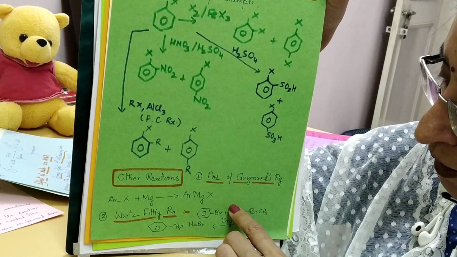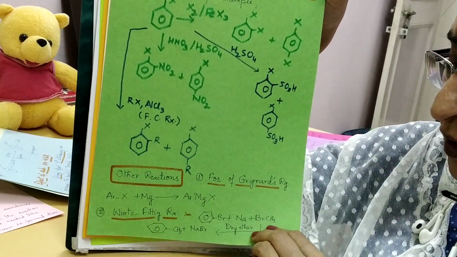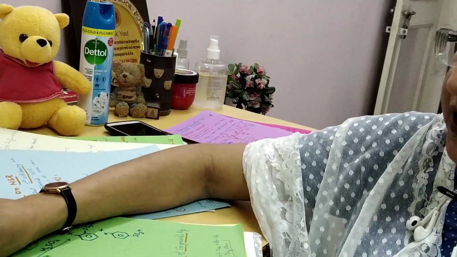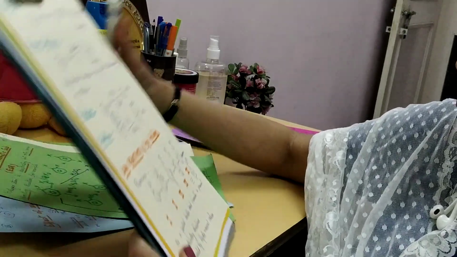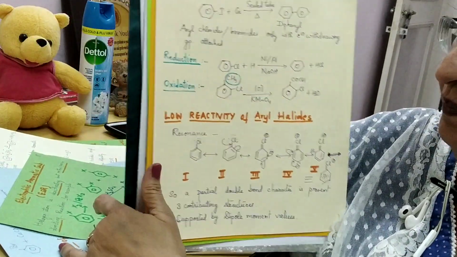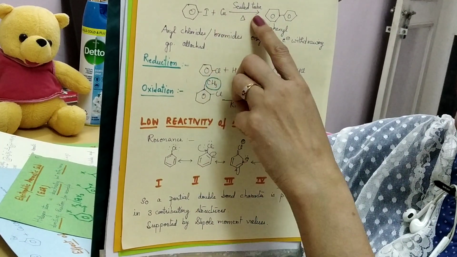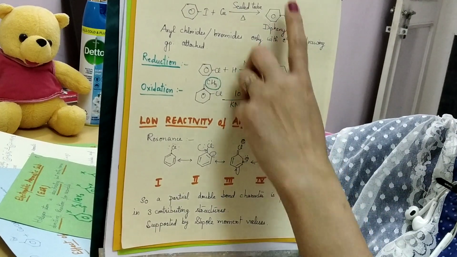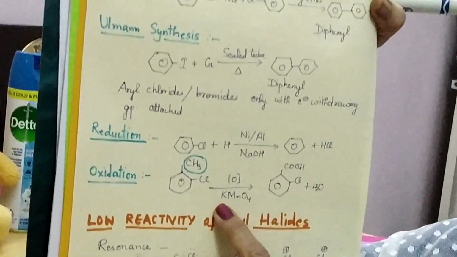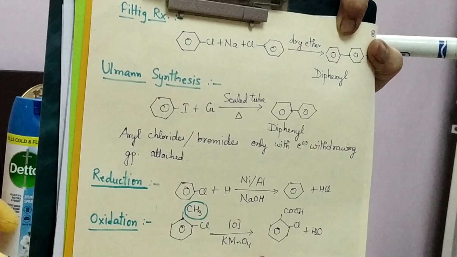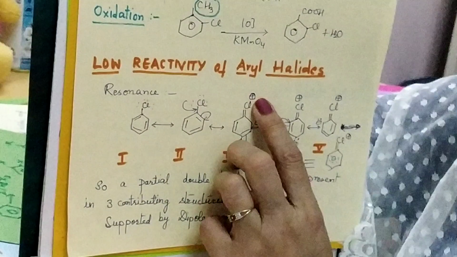There are a few other reactions also, like the formation of Grignard reagents. There is the Wurtz-Fittig reaction, you can see, and there is the Fittig reaction. Then there is Ullmann's synthesis, and you can see that here iodobenzene, it's an important reaction, when heated with copper powder in a sealed tube yields diphenyl. So all these reactions are also shown by aryl halides, besides reduction and oxidation yielding these products.